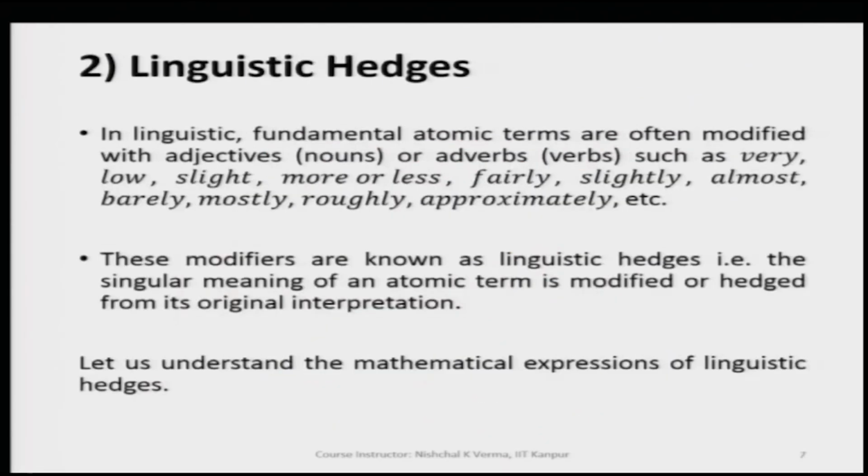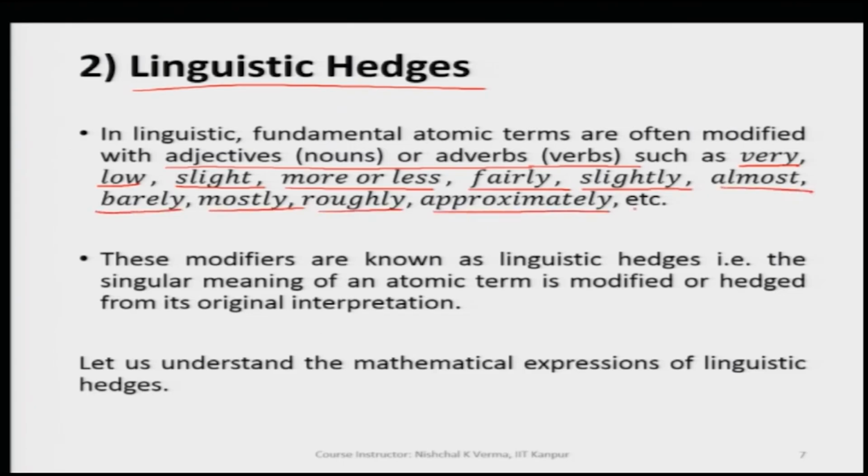So, here, as I mentioned, linguistic hedges. In linguistic fundamental atomic terms, atomic terms are often modified with adjectives and adverbs such as very, slight, more or less, fairly, slightly, almost, barely, mostly, roughly, approximately, etc. So, we see that everywhere we have some adjectives or adverbs, and when this is used along with the primary terms or atomic terms, then this becomes linguistic hedges.